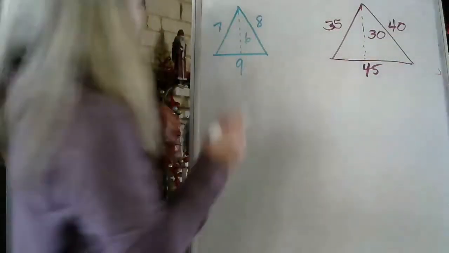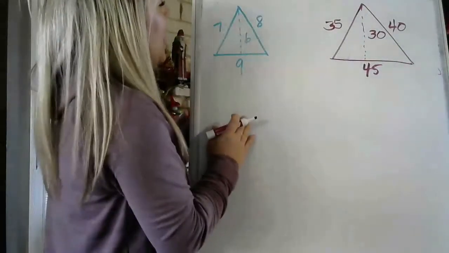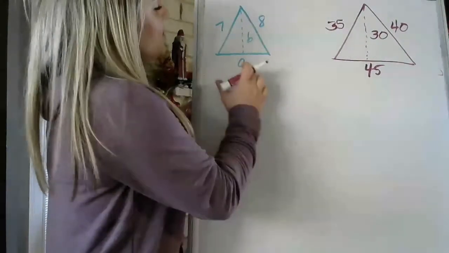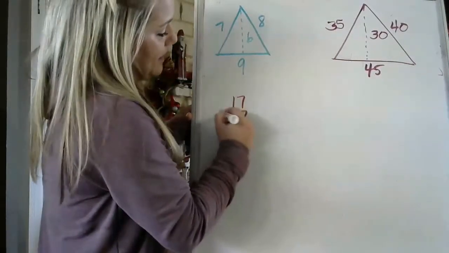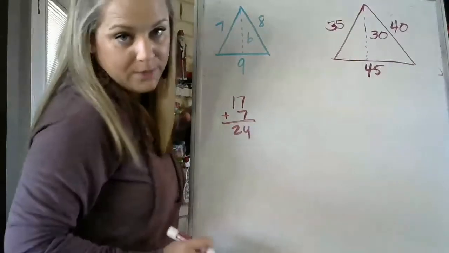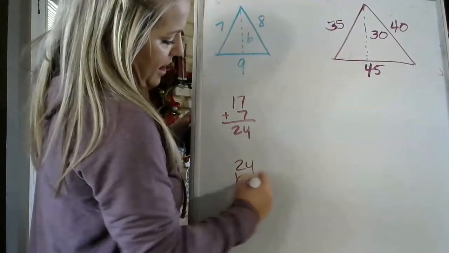Okay, so here we go. We know perimeter is all sides. So I know that 9 plus 8 is 17, and 17 plus 7 is going to be 24. So let's see 24 times 5. Let's see if it's right.